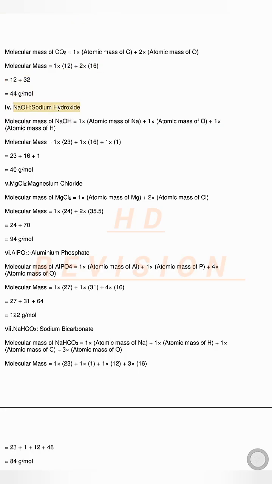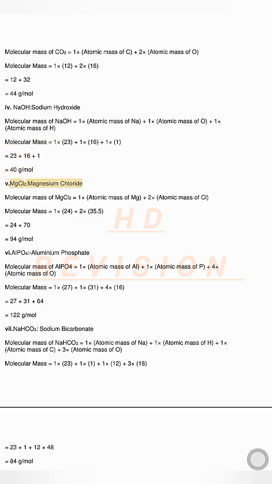IV. NaOH. Sodium hydroxide. Molecular mass of NaOH equals 1 times atomic mass of Na plus 1 times atomic mass of O plus 1 times atomic mass of H. Molecular mass equals 1 times 23 plus 1 times 16 plus 1 times 1 equals 23 plus 16 plus 1 equals 40 grams per mole. V.